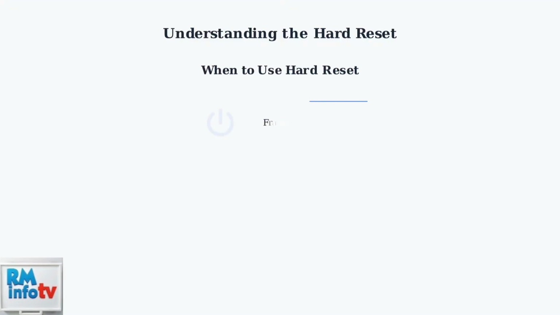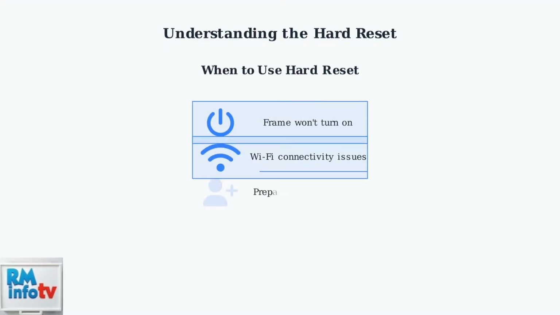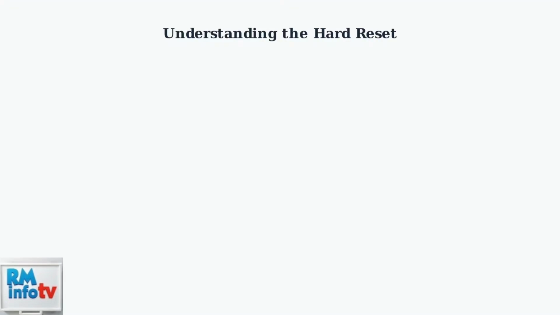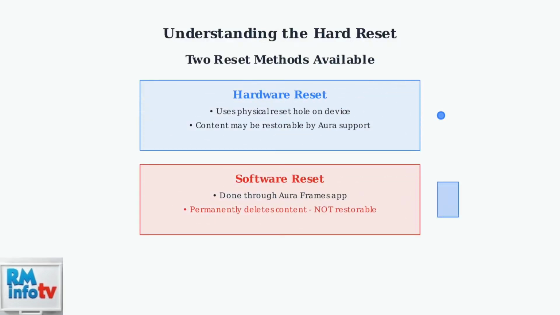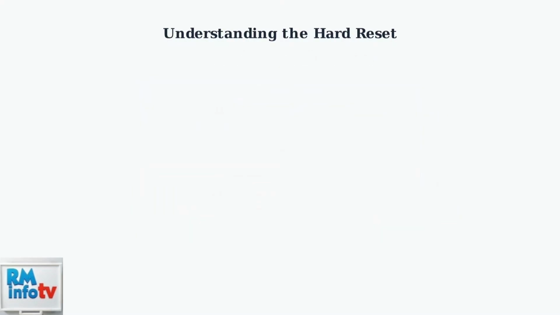You'll typically need to perform a hard reset in several common scenarios. These include when your frame won't turn on, when you're experiencing Wi-Fi connectivity problems, or when you're preparing the frame for a new owner. There are two methods to perform a reset on your Aura frame. The hardware reset uses a physical reset hole on the device, while the software reset is done through the Aura frame's app. However, the app method permanently deletes content and cannot be restored.